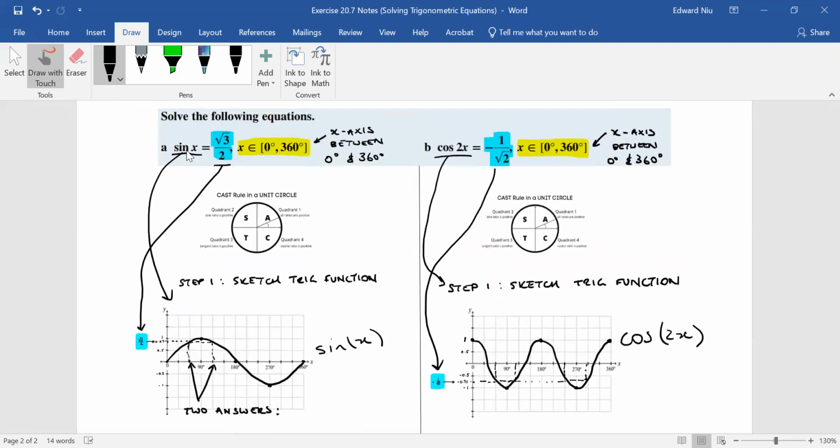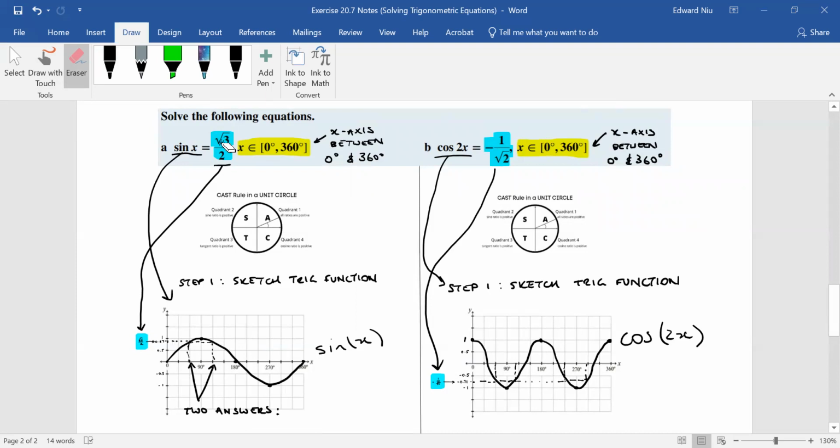Okay, so on the left side of the equation, the sine x, we can sketch. We know sine, if we replace the x with 0, gets us 0. Sine of 90 degrees equals 1. Sine of 180 equals 0. Then sine 270 is going to get us -1. Sine 360 is going to get us an answer of 0. So that's our function and how we sketched it.